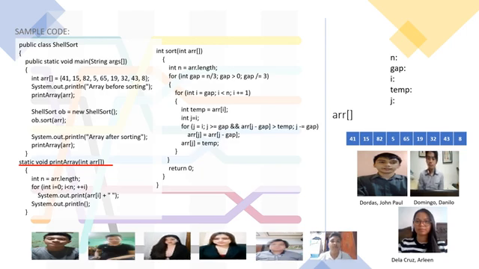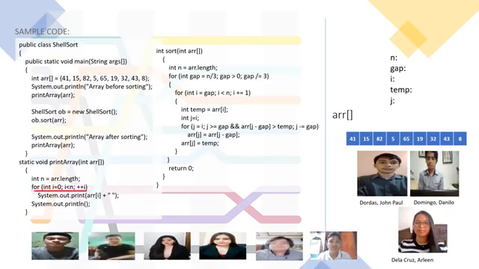Static void printArray, parameter int arr. For the method, we will use a for loop so that we can print it vertically. First, we will get the number of values inside the array. int n = arr.length. And we will now use a for loop. For i = 0; i < n; i++, then print it out.